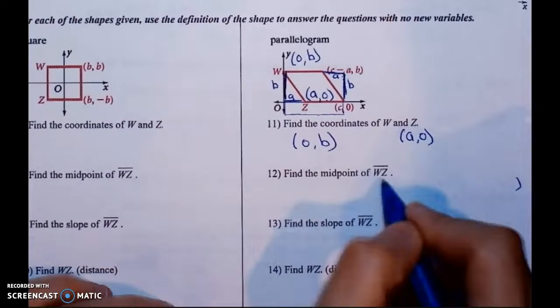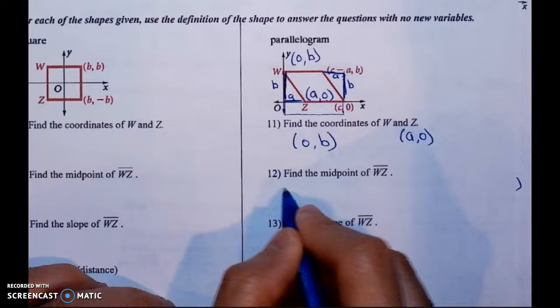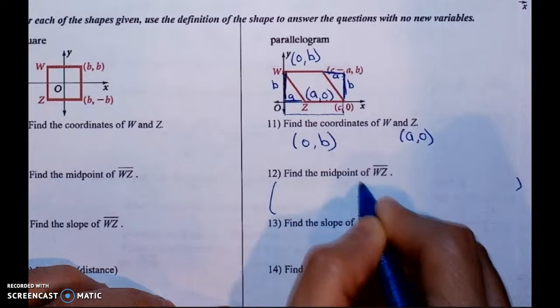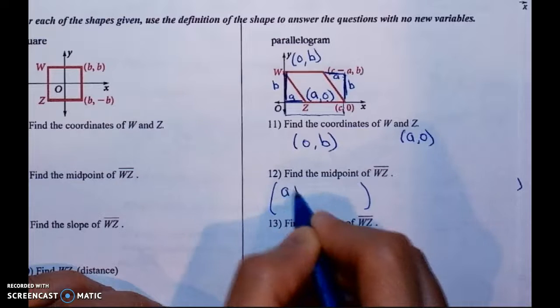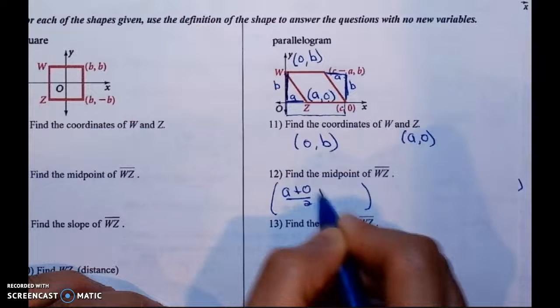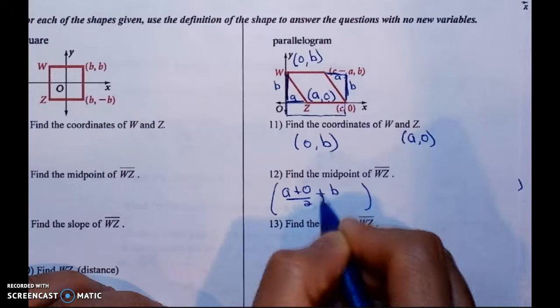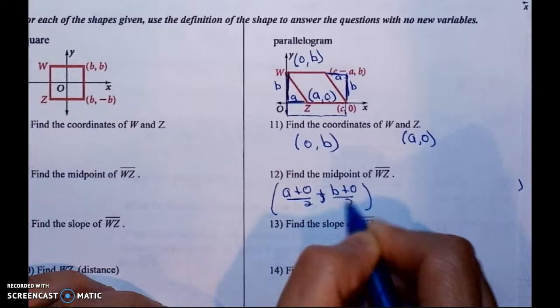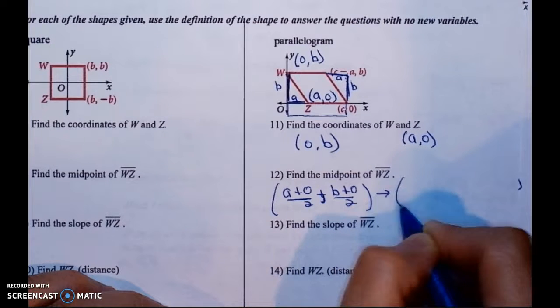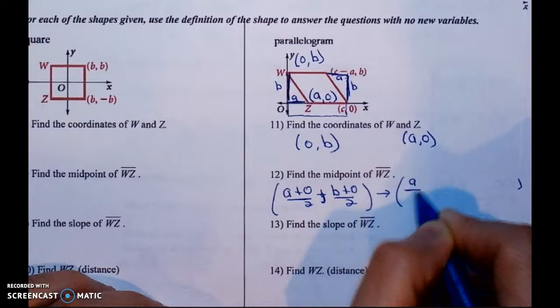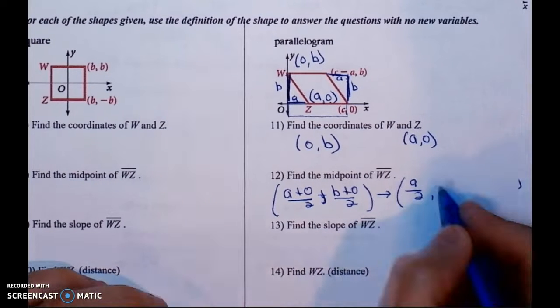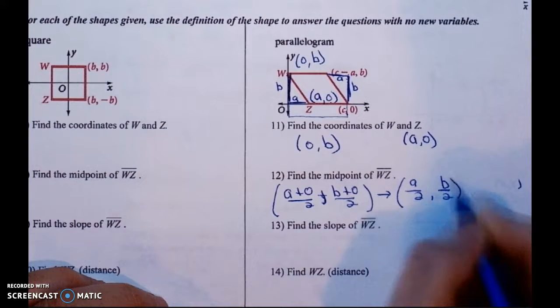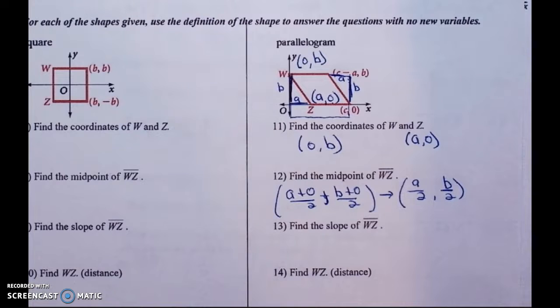They want us to find the midpoint of WZ. We just went through this in our notes. That's where we take our x's, add them together, divide by 2. A plus 0 over 2, comma, B plus 0 over 2. Well, A plus 0 is just A divided by 2. That's as good as we can get. B plus 0 is B divided by 2, and that's as good as I can get.